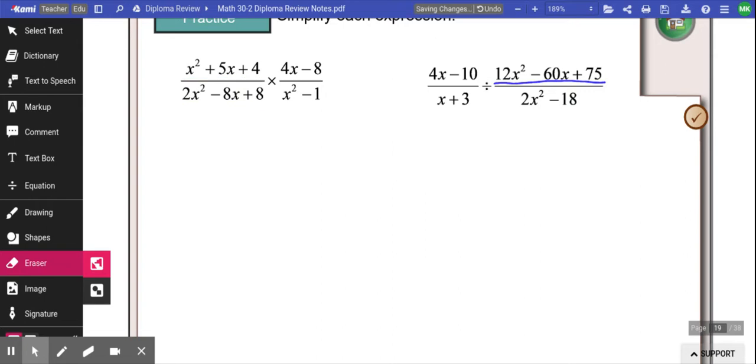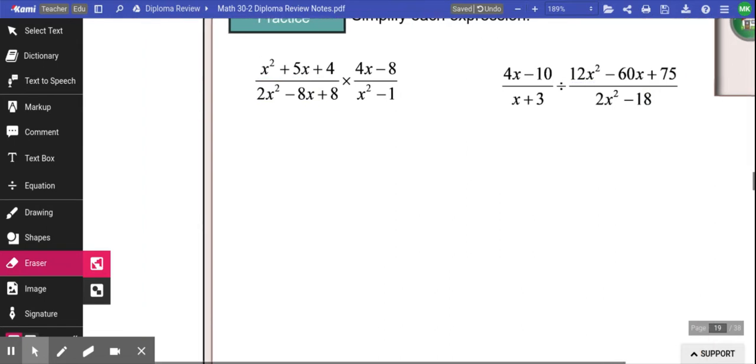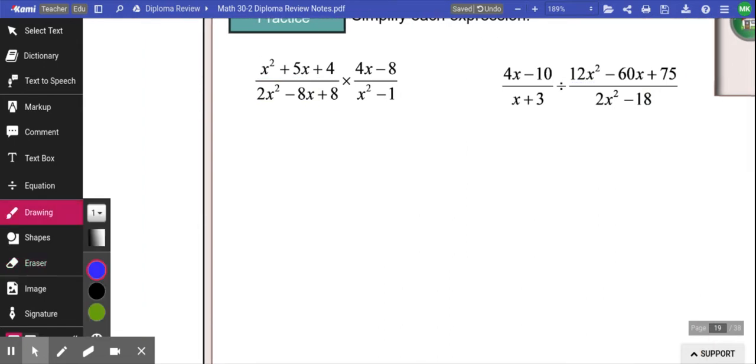So instead of 2x squared plus 5x plus 4, it would be x plus 4, x plus 1. And if you remember how to do that, that's fantastic. If you don't, that's okay. I can teach you ways around it when we do use it.